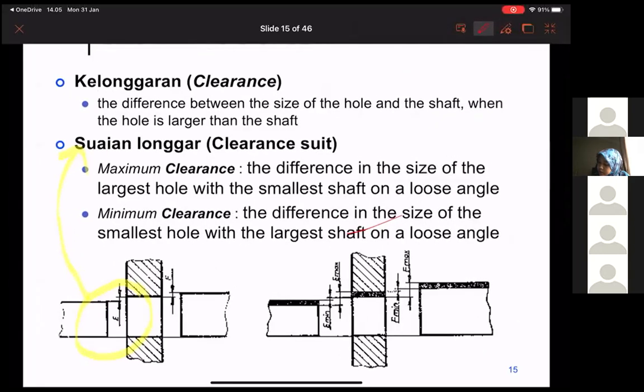This is the hole, the size of the hole, and this one is the shaft. What can you find from this picture? From the diameter of the shaft and the diameter of the hole. Would anyone like to try?